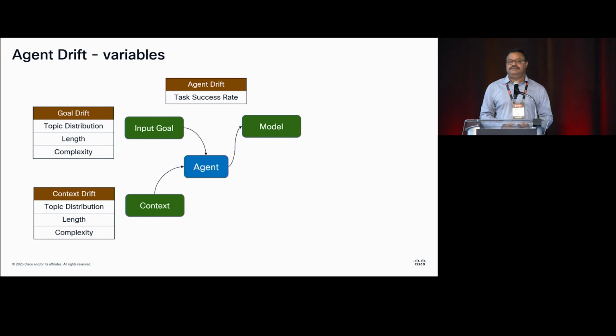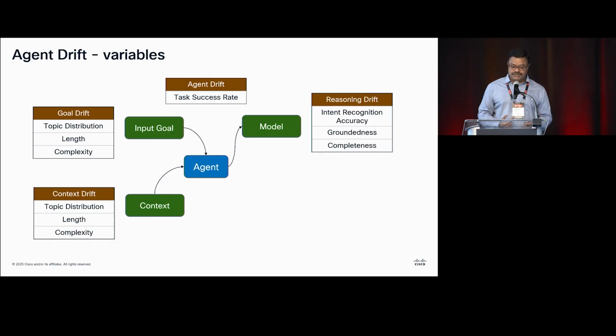The third aspect is the model itself. We are using a model for many reasons: reasoning, planning, generation, reflection, and the model's performance can change over time. Usually we have seen the model's performance won't change if you haven't changed the model itself. But if your model is evolving, you're trying to do 1 point increment on your model, things can change drastically.